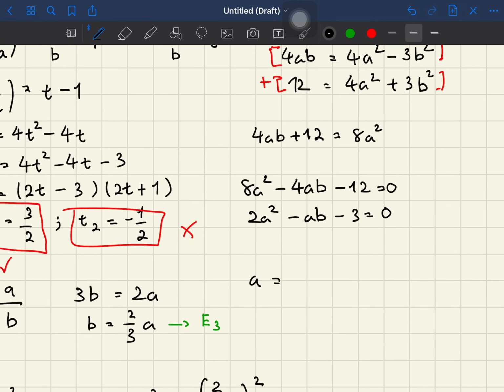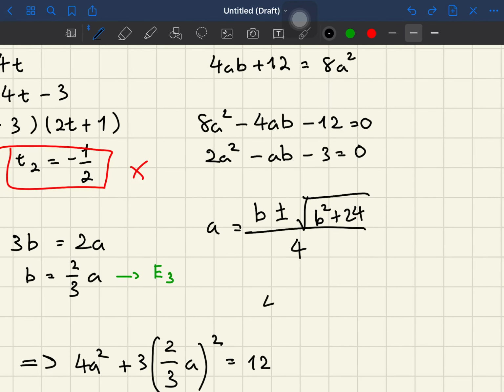Solving like a quadratic equation, you will get here, in this case, B plus or minus the square root of B squared plus 24, over 4. So you just have to consider which value of A is correct. You have two: one when you have plus, and the other when you have minus. So just substitute one of them. For example, I try the plus, so you have 4A minus B equals this one.